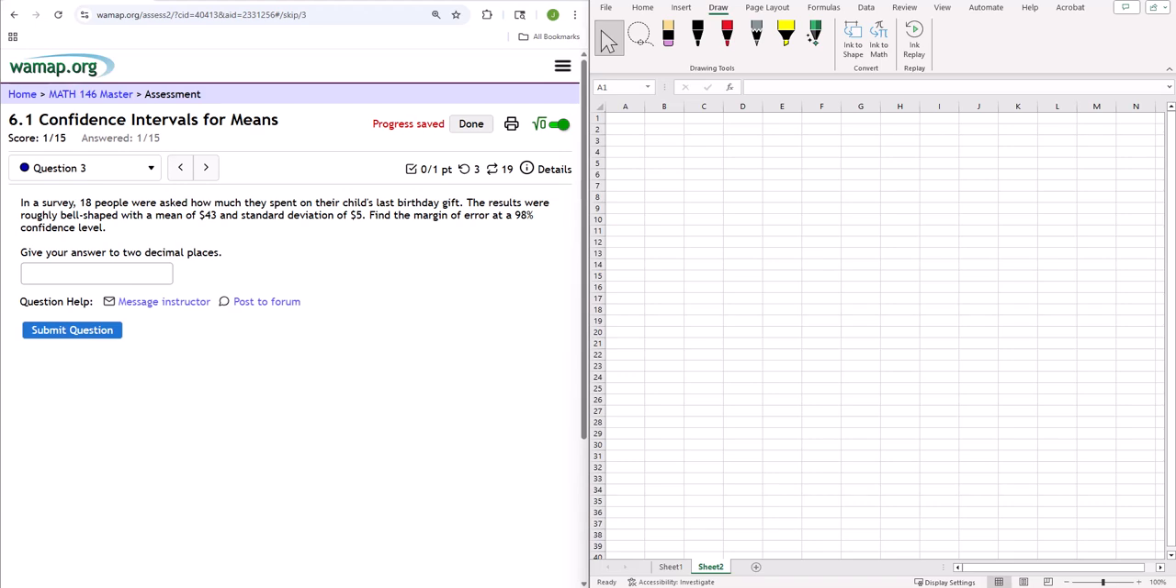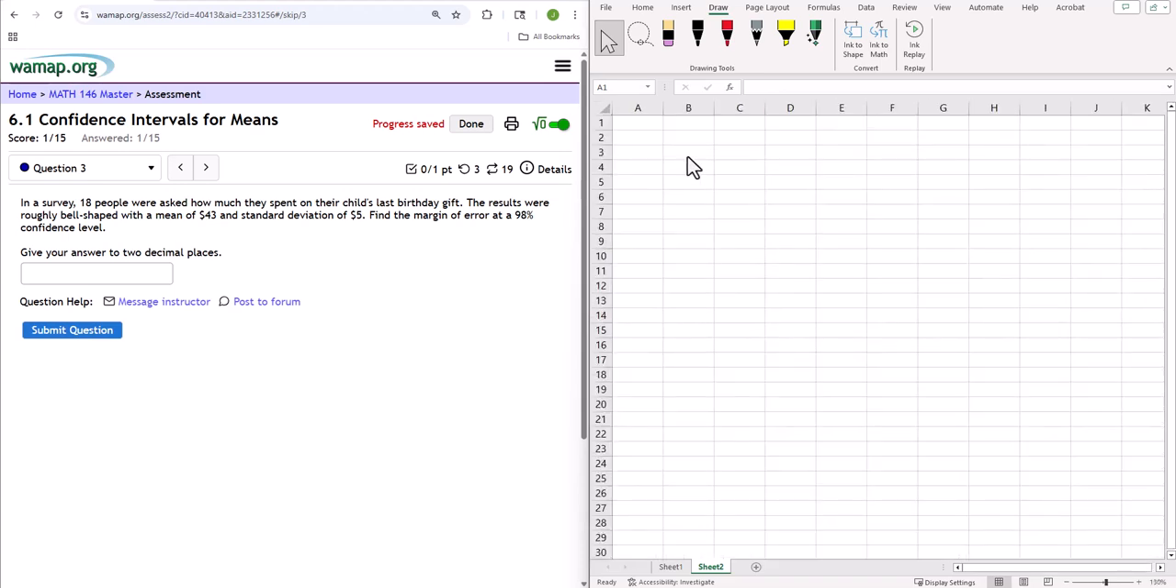All right, here we are back at 6.2 doing confidence intervals for means, and I'm going to try to work through a couple of examples here. So, in a survey, 18 people were asked how much they spent on their child's last birthday gift. That's a little code here for telling us our sample size is 18.